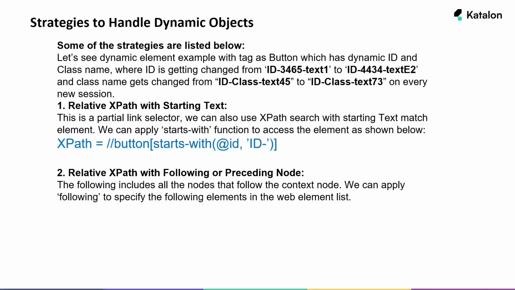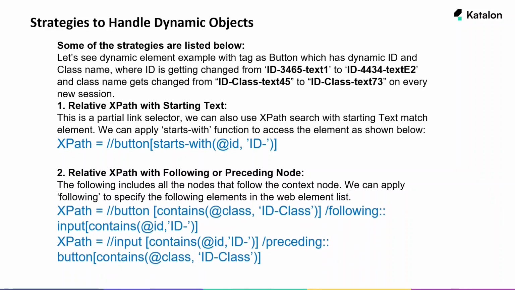So basically the following includes all nodes that follow the content node. We can apply following to specify the following elements in the web element list. Let us see here. So by using following and preceding node, we can handle dynamic objects. If you see in the example, XPath equal to //button contains the class id hyphen class. I'm not specifying this dynamic text.